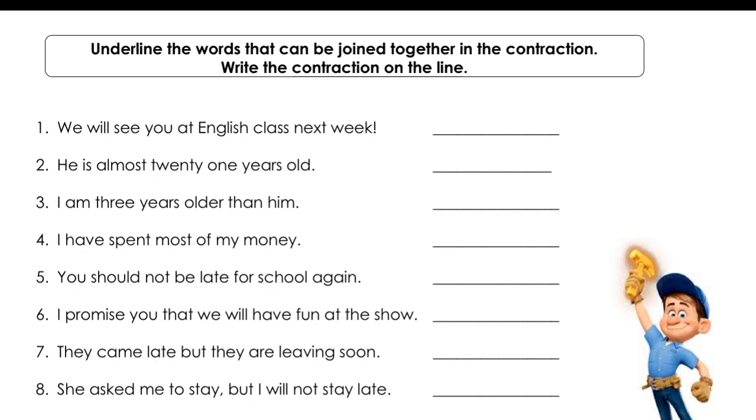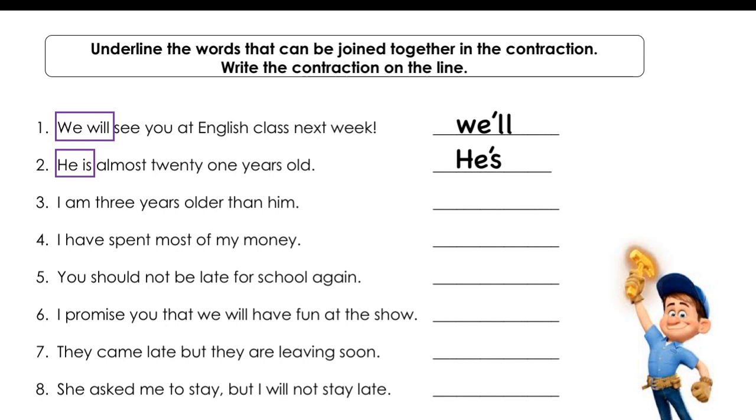We will see you at English class next week. Which words can be joined together? We and will. The contraction will be we'll. Great. He is almost 21 years old. Which two words can we join together? He is. And the contraction will be he's. Take the I away. Very good.